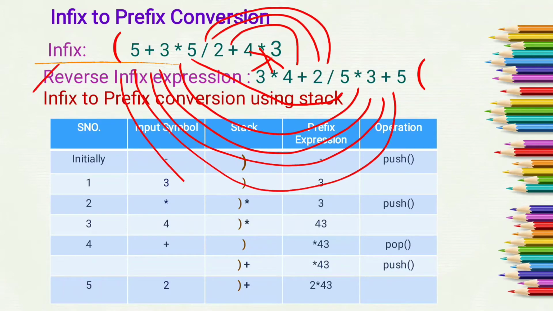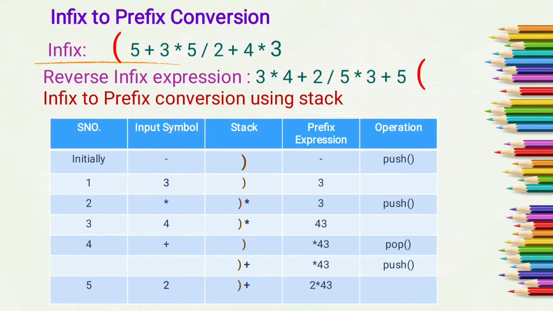Similar to infix to postfix conversion, we have to make a table of 5 columns. First is for serial number, second is for input symbol, third for stack, fourth for prefix expression and fifth for operation performed. Initially we have to push a closing bracket into the stack. Then we scan the input expression from left to right.